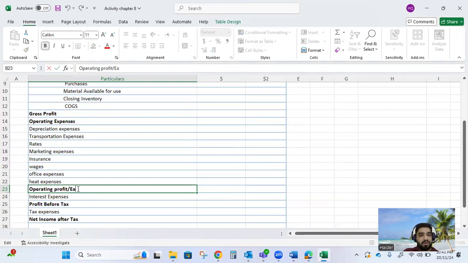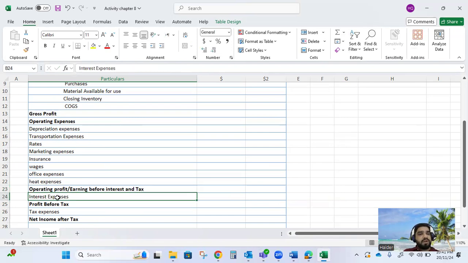So I'm writing here income before interest and tax. This income will be deducting interest expense further, and then we will get income before tax or profit before tax. If there is any tax expense, we will deduct it, and then finally we will get net income after tax.